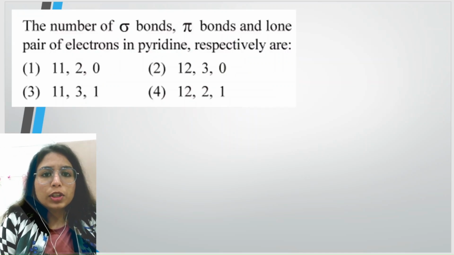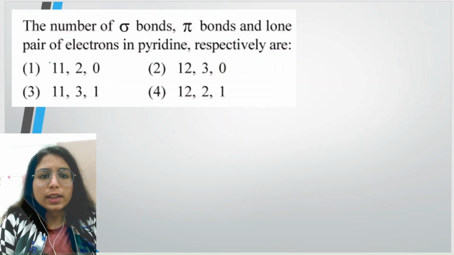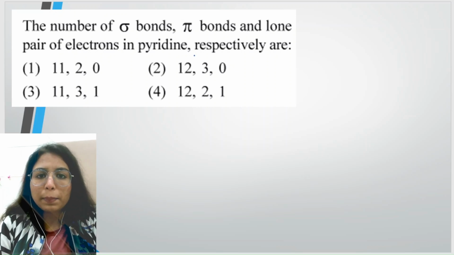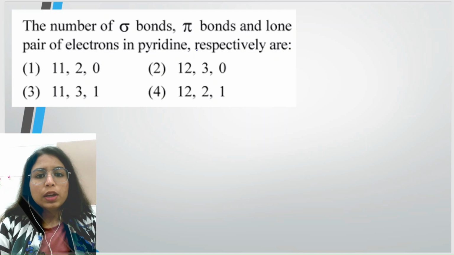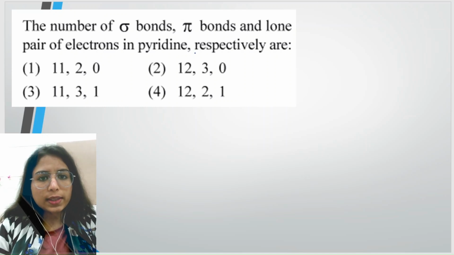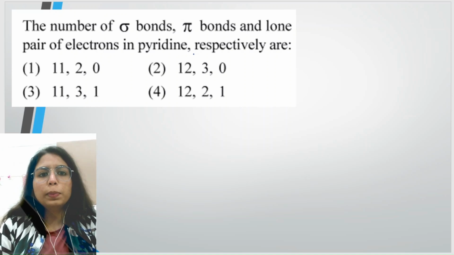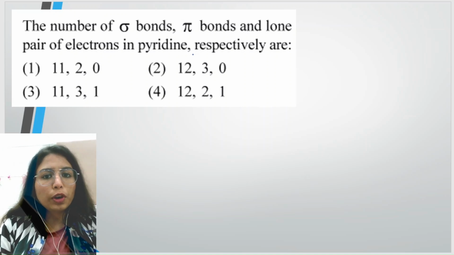So here the first question that we have says the number of pi bonds, sigma bonds and lone pair of electrons in pyridine respectively are. So basically this question is asking you to calculate how many sigma bonds, pi bonds and lone pairs are present in the structure of pyridine.